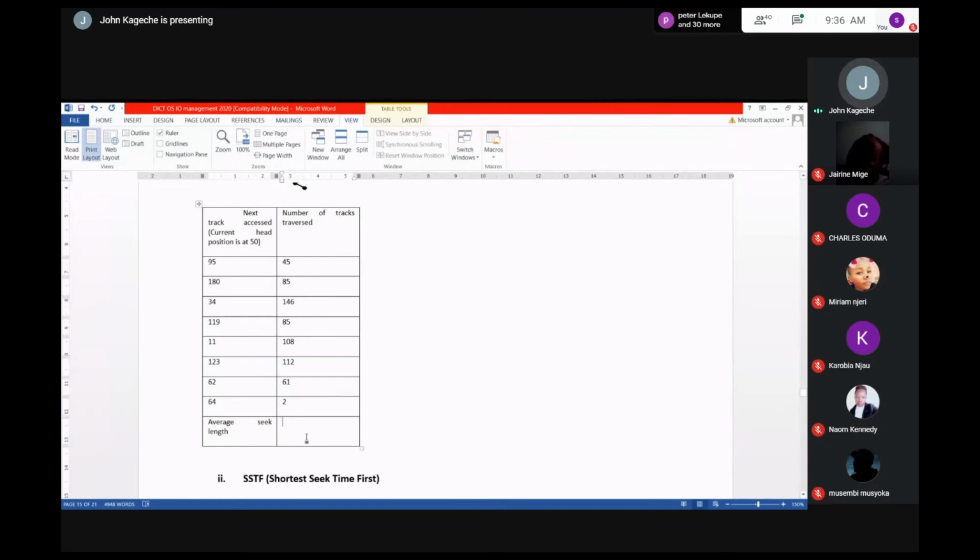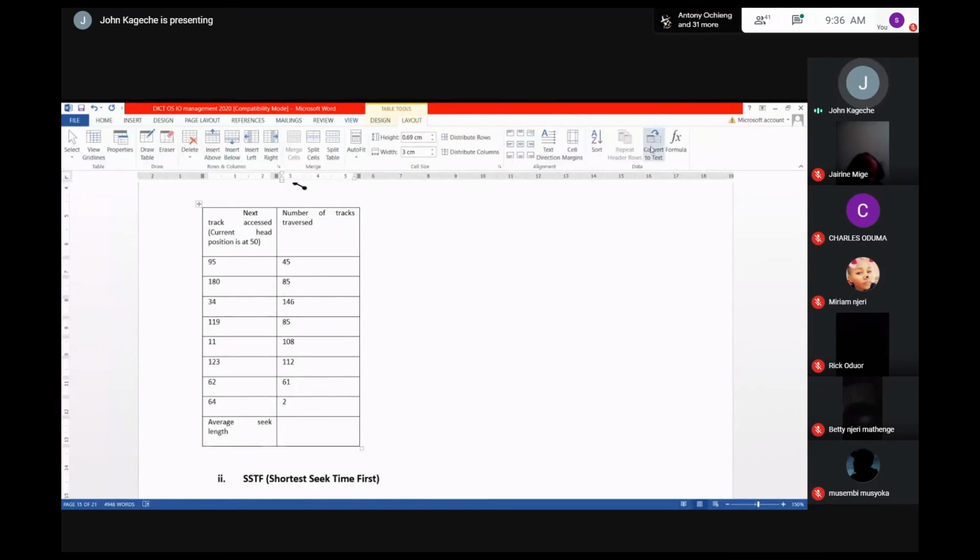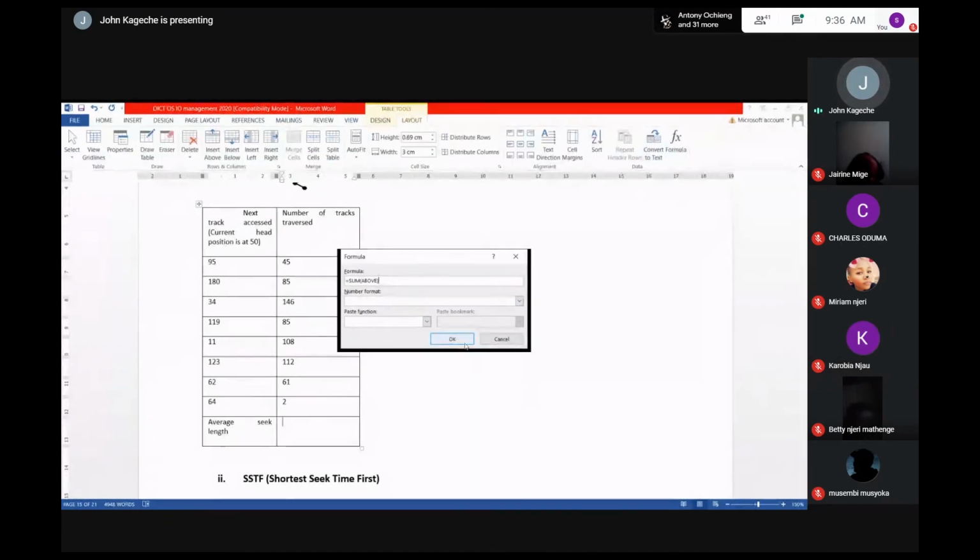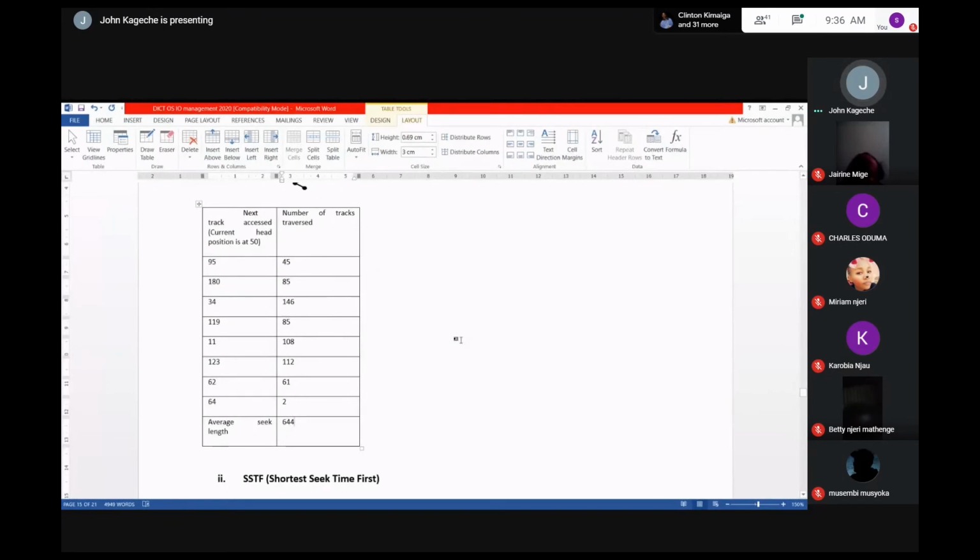And it will be, how many tracks are these? 1, 2, 3, 4, 5, 6, 7. 8 tracks have been traversed. So you will do the total. For example, I can go to the layout and do the summation, sum above. I'll say, okay, so it is 644 divided by, it's 7, divided by 8, yeah?